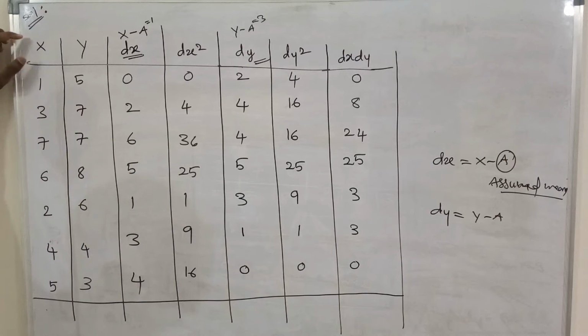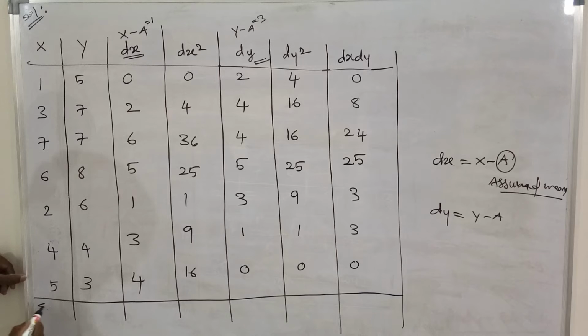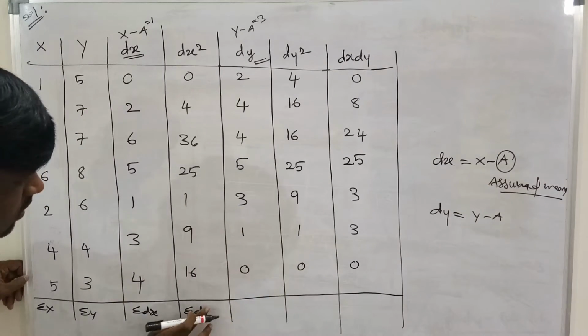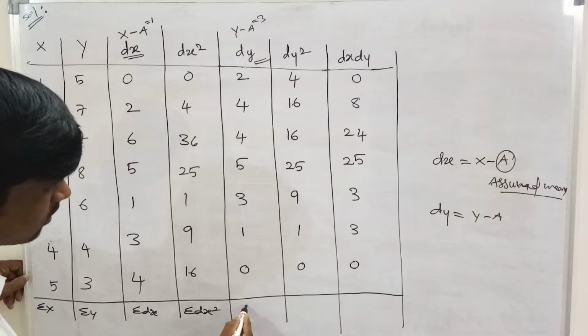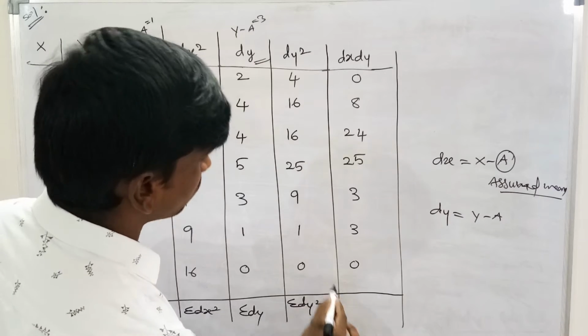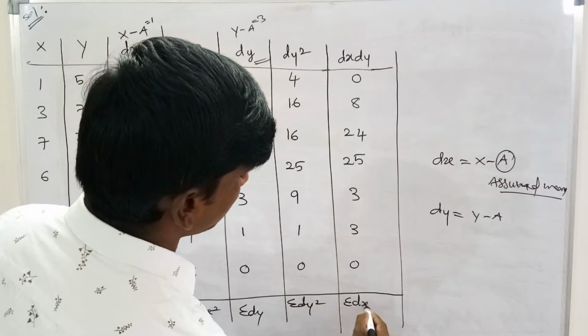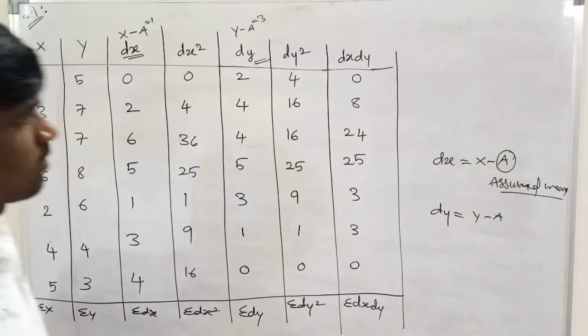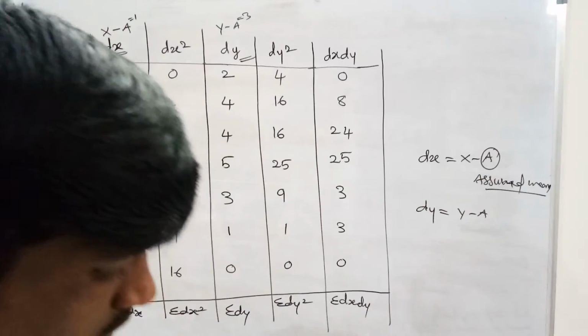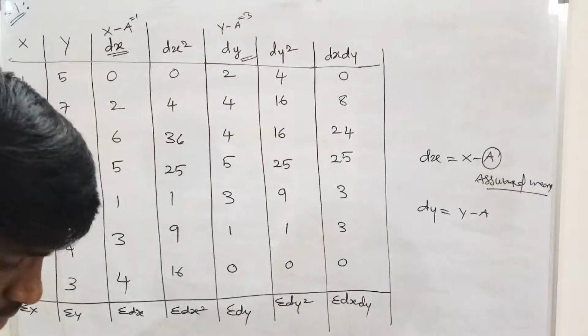Then summation of x, summation of y, summation of dx, summation of dy, sorry, summation of dx square, summation of dy square, then summation of dx dy. Only values sum there, right? The additions are already done, so the values for the calculation are known.